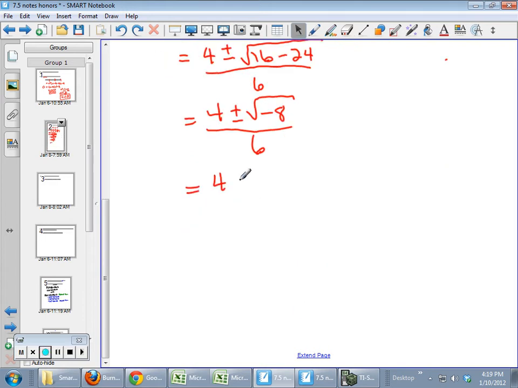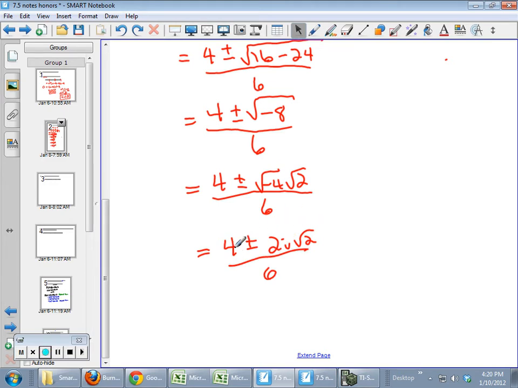So we get 4 plus or minus, well, you can't do the square root of negative, oh wait, yes you can. It's going to be an imaginary number, so it's going to be the square root of negative 4 times the square root of 2. We broke up negative 8 into negative 4 and 2, which is 2i root 2 over 6. So I just simplified the square root of negative 8 to 2i square root of 2.